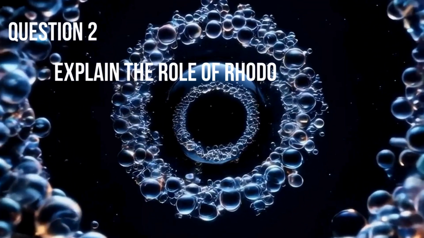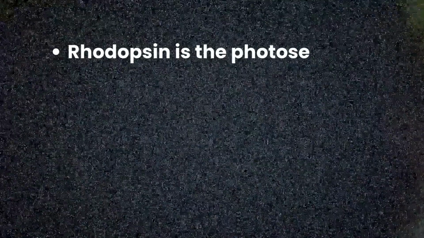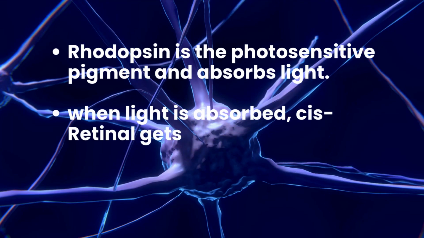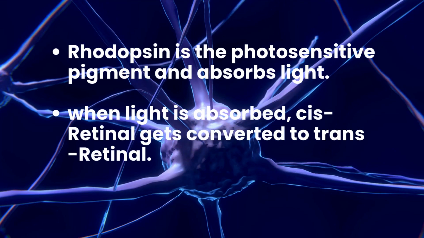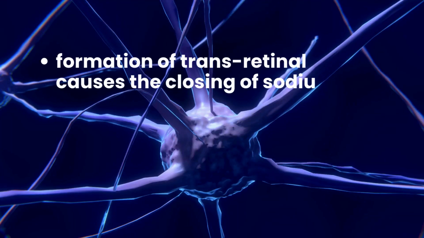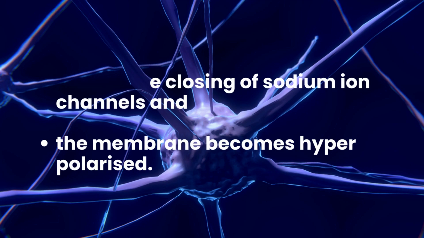Question 2. Explain the role of rhodopsin in rod cells. Rhodopsin is the photosensitive pigment and absorbs light. When light is absorbed, cis-retinal gets converted to trans-retinal. Formation of trans-retinal causes the closing of sodium ion channels and the membrane becomes hyperpolarized.